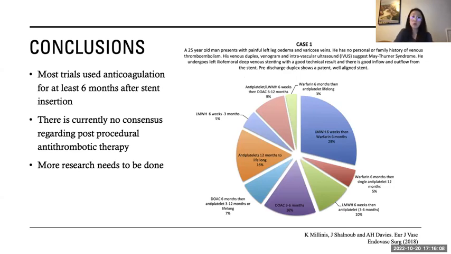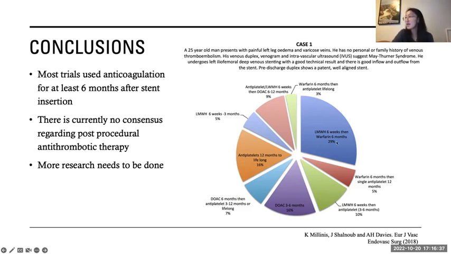Because this question was so unanswered, someone named Kay Molinis published a paper in the Journal of Vascular and Endovascular Surgery in 2018, presenting the scenario of a 25-year-old found to have May-Thurner syndrome who gets a stent put in, and asking what they would recommend for anticoagulation afterwards. You can see here that there is really no consensus for what patients should receive and for how long.